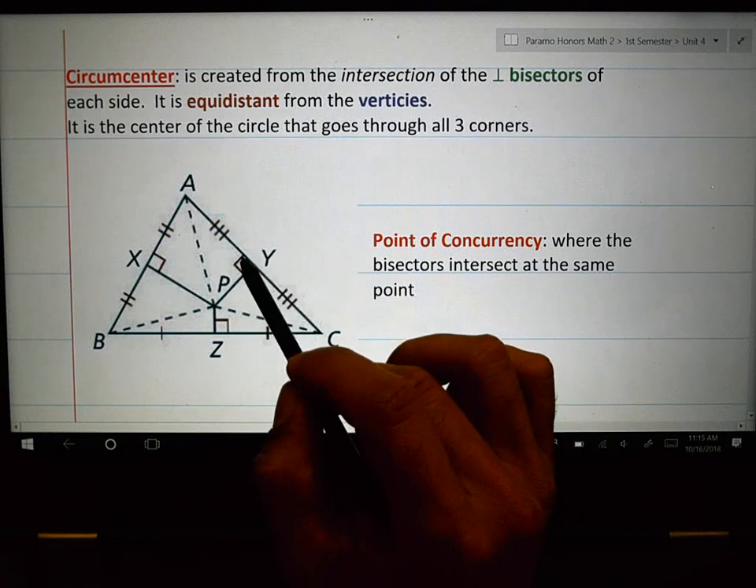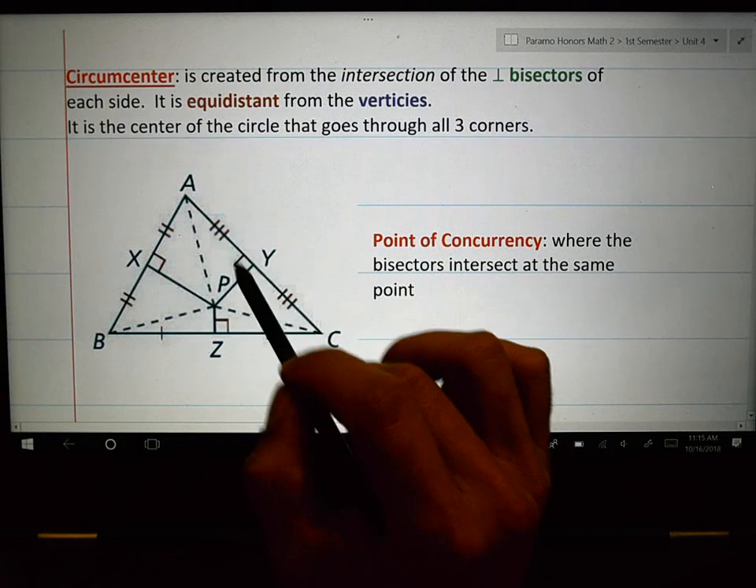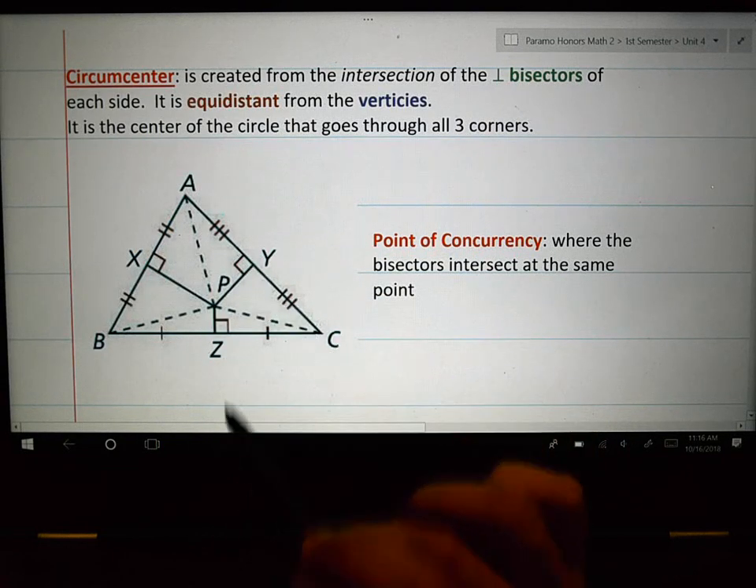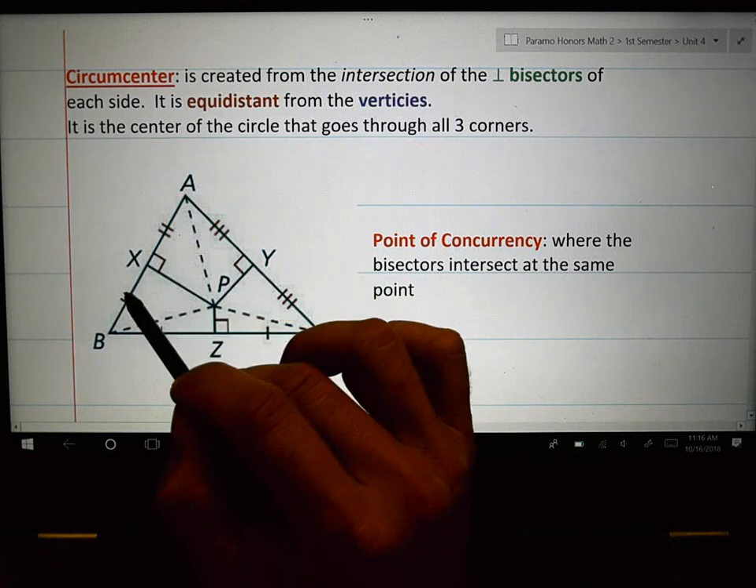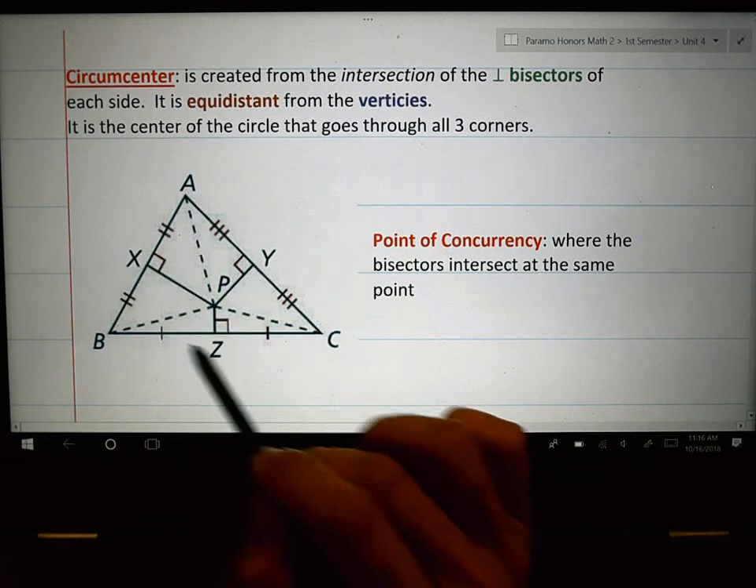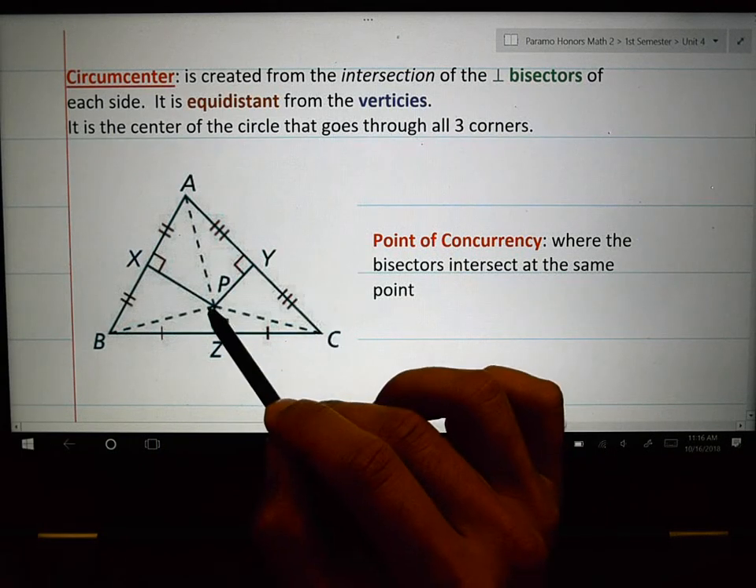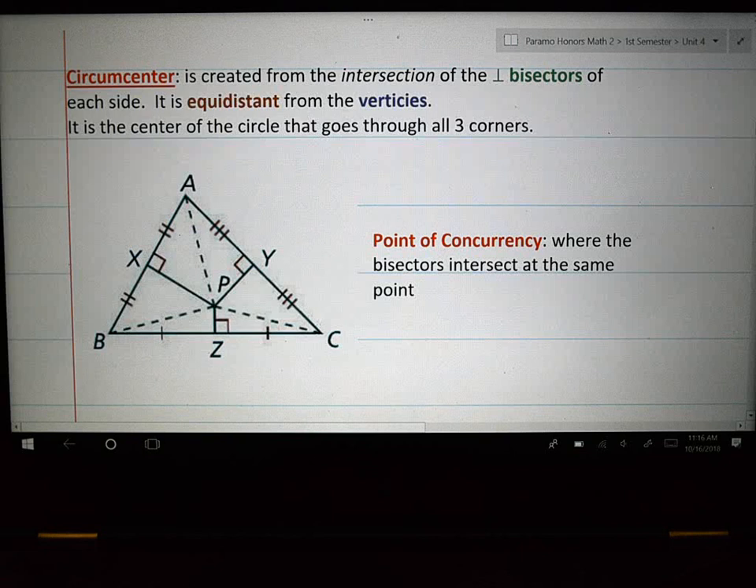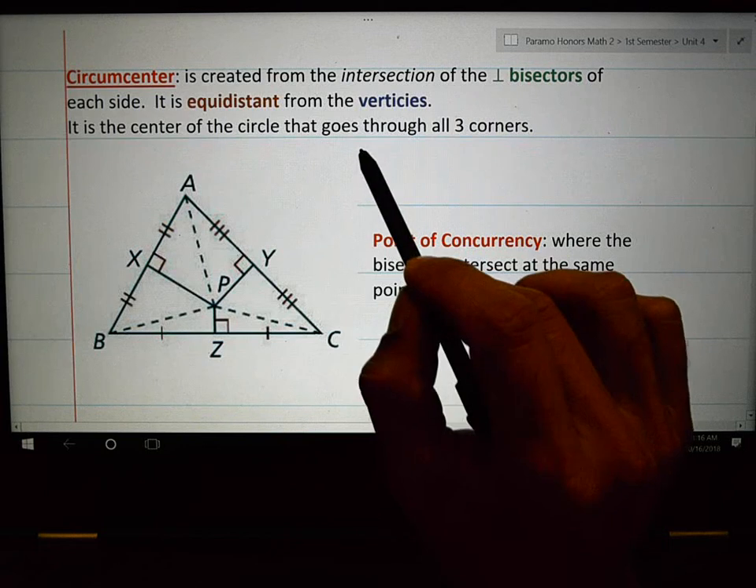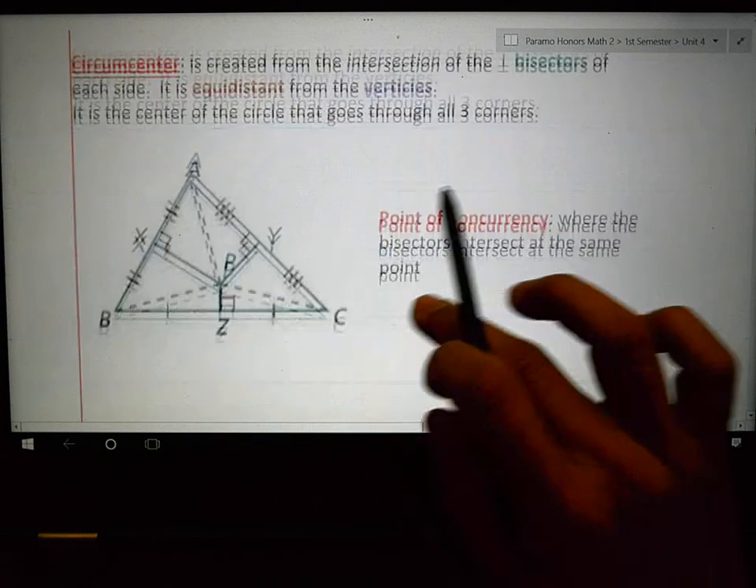I have to know that this is perpendicular and goes through the midpoint. This is perpendicular and goes through the midpoint, two congruent pieces. Two congruent pieces, goes through the midpoint and perpendicular. All these three lines intersect at this point, and point P is the circumcenter. Now there's something special about that point P. It is the center of the circle that goes through all three corners.